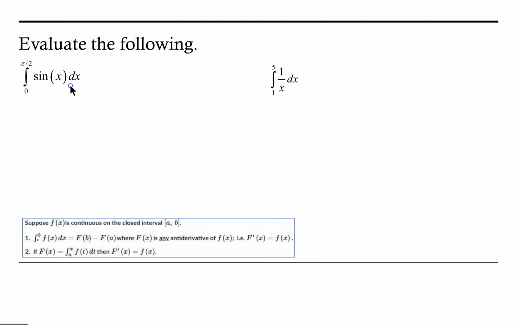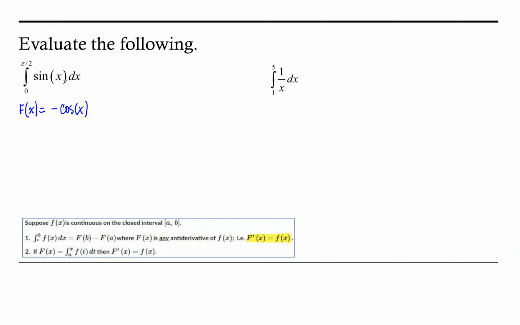Now, the antiderivative of sine of x is negative cosine of x. So we're going to write a little more than maybe I typically would. We're going to say that that antiderivative is negative cosine of x. And as is hinted here in the fundamental theorem, I can always check my work by taking the derivative of my antiderivative and see if I end up with the integrand.